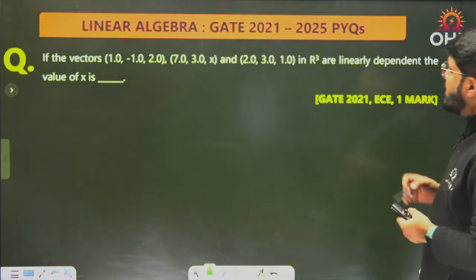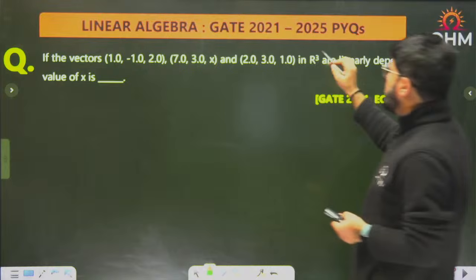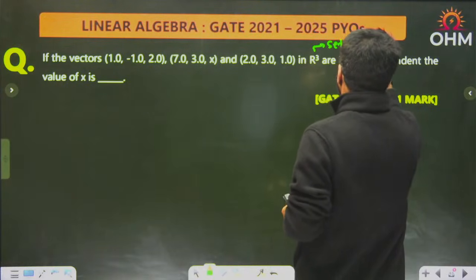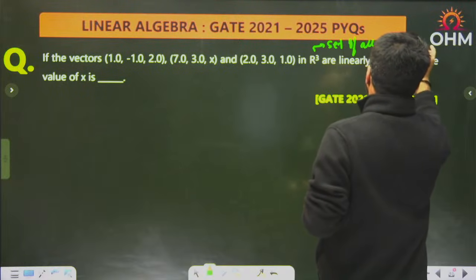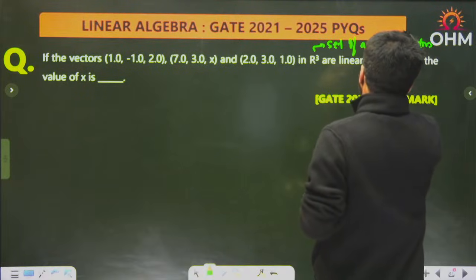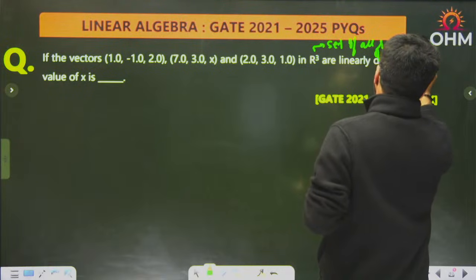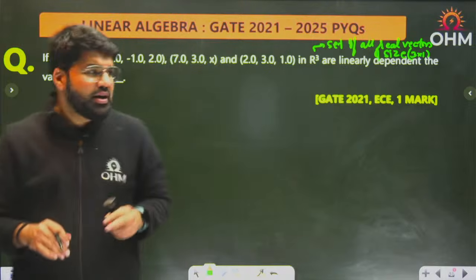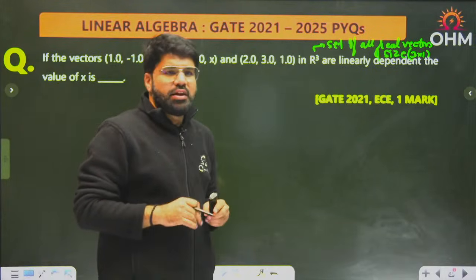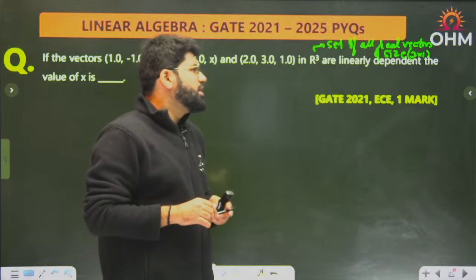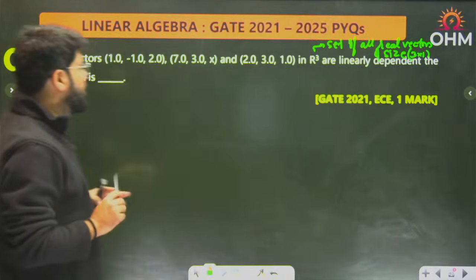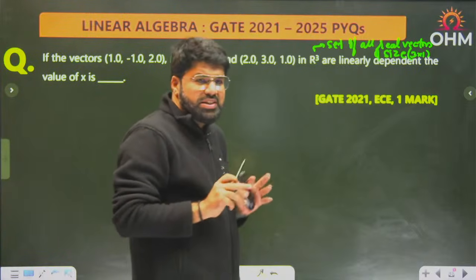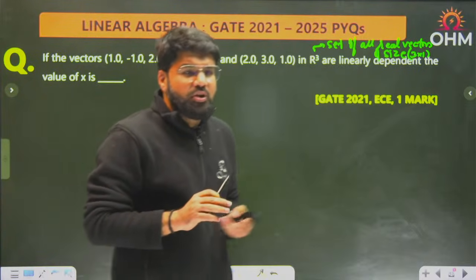Given the vectors, 3 vectors in R3, you should know what R3 is. It is the set of all real vectors of the size 3 cross 1. Similarly, we have Rn, the set of all real vectors, R for real and the 3 for size. Now, if these 3 vectors are linearly dependent, the simple way of solving this question is also related to the concept of basis.